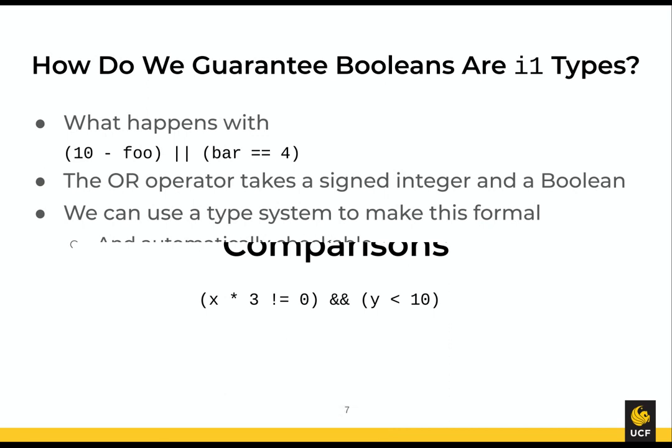Okay, and this was exactly what I wanted to get to anyway. So how can we actually guarantee that the Booleans are I1 types? In C, this is a little bit more strict than C. In C, I can happily write an if statement that just takes 207 as its condition.